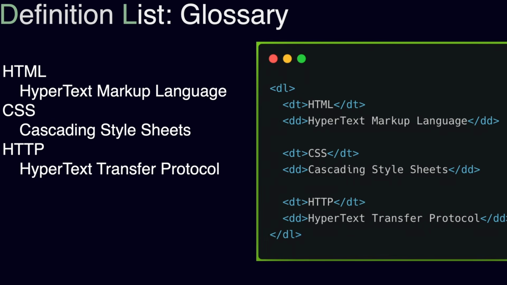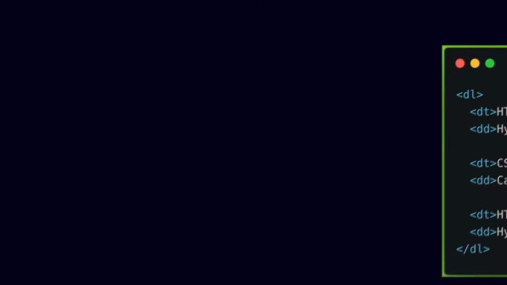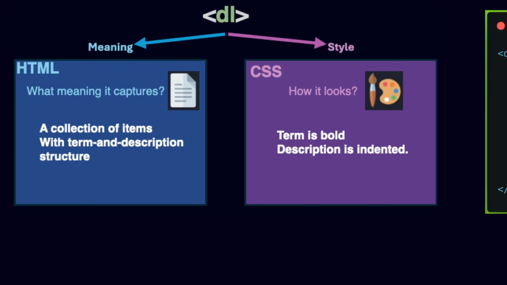Here's an example of a definition list. I have some terms, HTML, CSS, and HTTP. These are my terms. And I have some definition for each term. Here are the tags that I need to use. I need to use a DL tag.